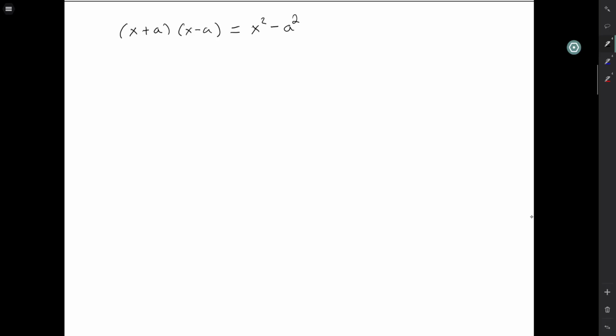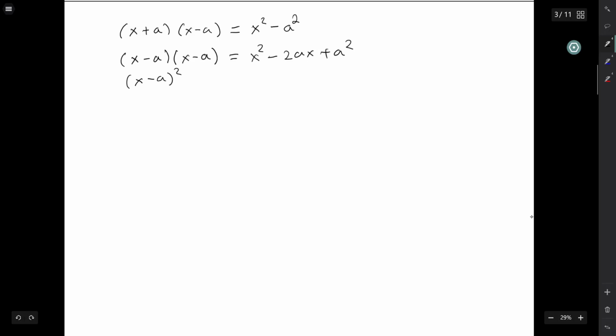which is not to be confused with if I have x minus a times x minus a. If I multiply those together, I'm going to end up with x squared minus 2ax plus a squared. You don't want to mix these up in any way because a square does not distribute across addition and subtraction. It means you have to split it up into a product of two binomials like that.